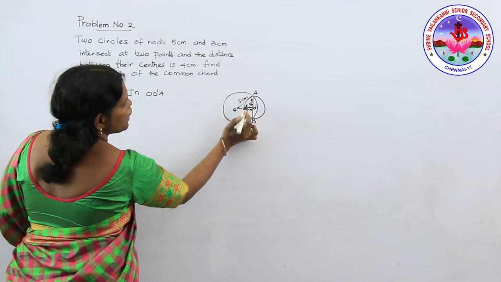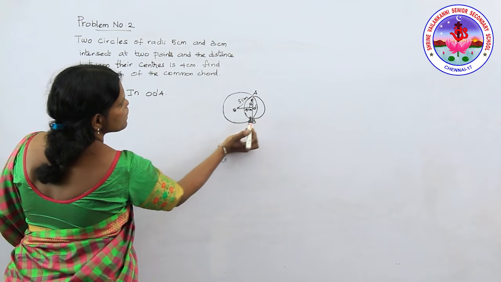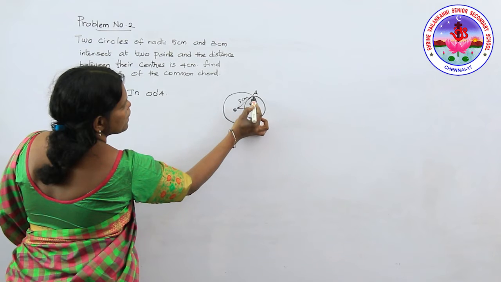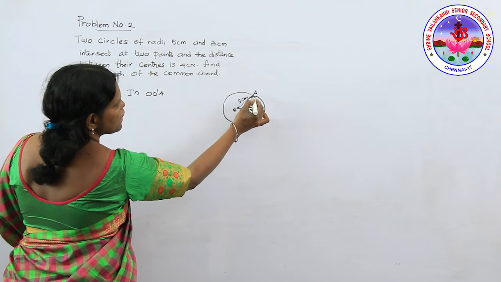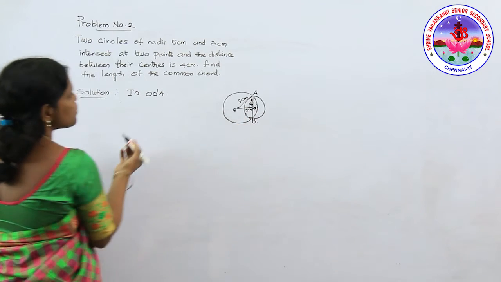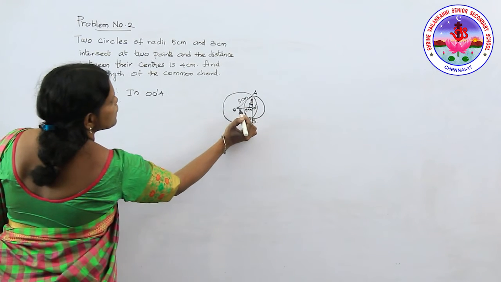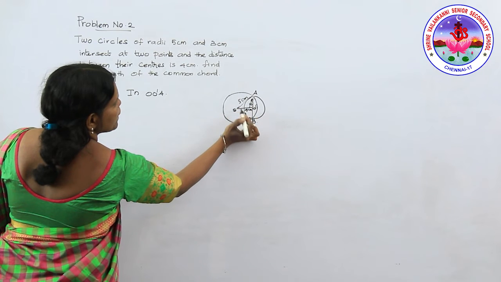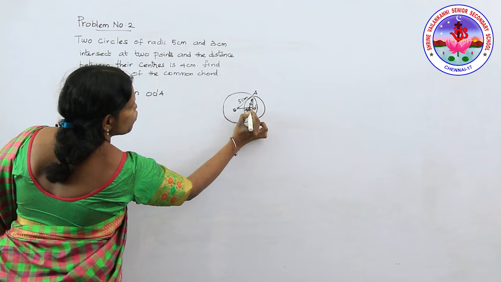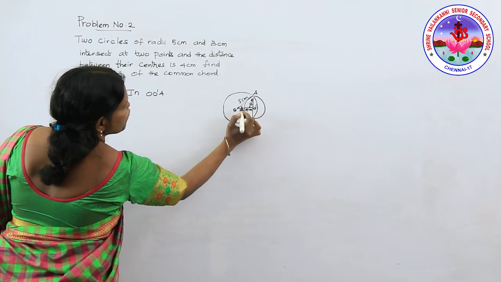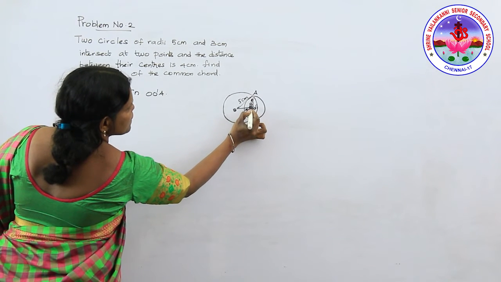I am joining OA, which forms the radius of the bigger circle, where O dash A will be the radius of the smaller circle. I need to find the length of the common chord, that is the length of AB. Coming to the solution, I am going to consider triangle OO dash A, because I want to prove that angle OO dash A is 90 degrees.